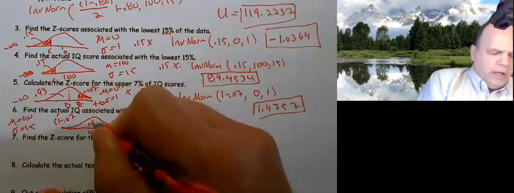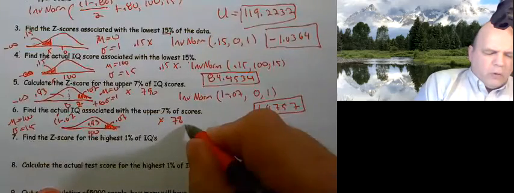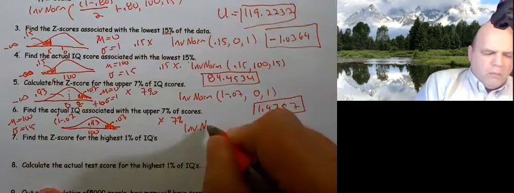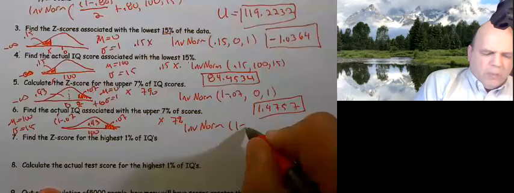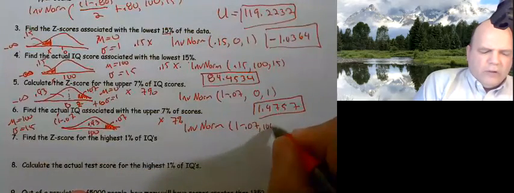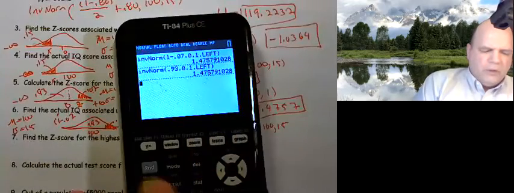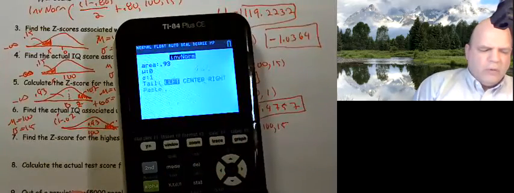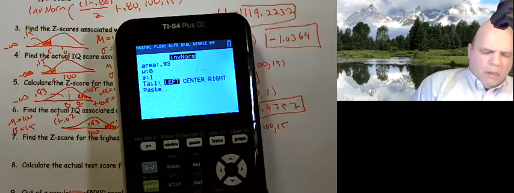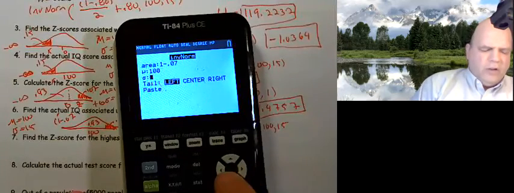This gives me 0.93. We know that because they gave us an area, we're doing inverse norm, which is going to be 1 minus the 0.07. Mean of 100, because it's the actual value, not a z-score. Standard deviation of 15. Second vars, inverse norm. Area, 1 minus the 0.07 or just the 0.93. Either one was fine. Mean of 100, standard deviation of 15, because we're working with the actual value.